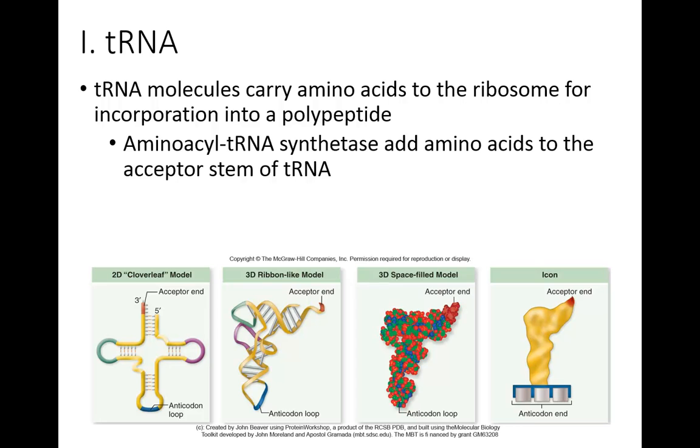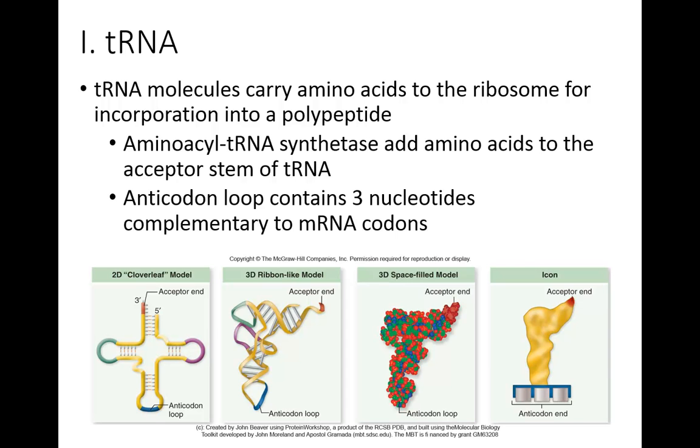tRNAs then carry amino acids to the ribosome, and then the ribosome puts them all together to make a polypeptide. Aminoacyl tRNA synthetase adds amino acids to the acceptor stem of the tRNA. Okay, and then there's an anticodon loop, which contains 3 nucleotides, which bind to the mRNA. So again, just like how A and G and C and T bind together in DNA and RNA, they have the same base pairs which will bind to the messenger RNA.